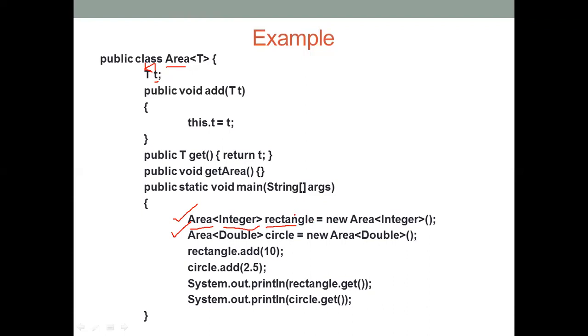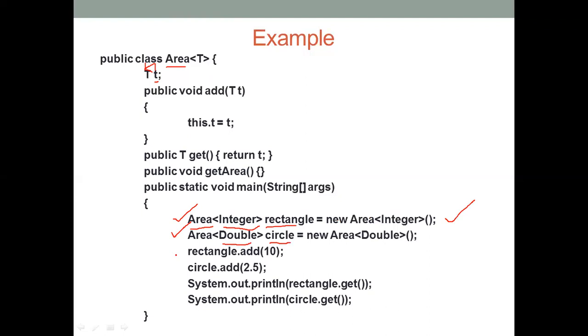So how do we normally create an object? We say class name, then we give the object name equal to, and then we give new class name within brackets. Right? The same syntax only. Instead of the type parameter, you have to give what class it is going to be. So I say Area<Integer> rectangle equal to new Area<Integer>. So rectangle is created, object is created. Next, I am creating the object circle where the type parameter is Double.